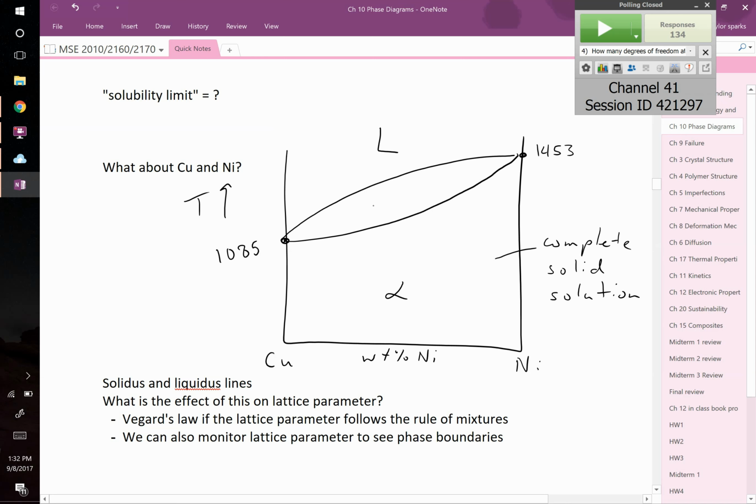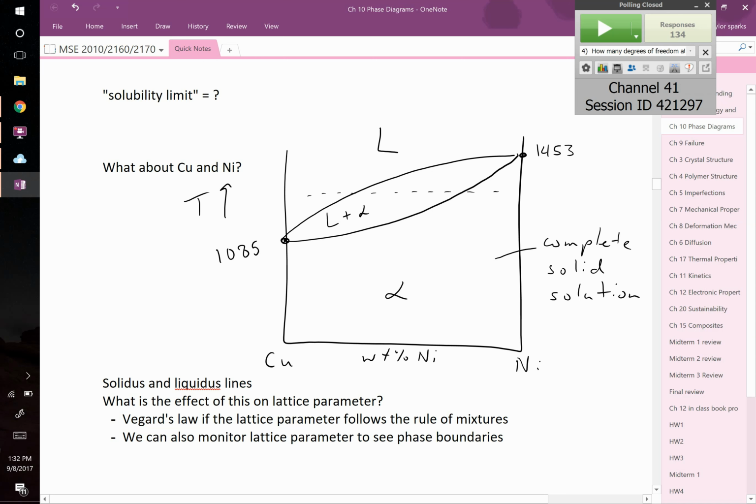Now, what about this middle region? What do we have in the middle region? The way that you always do this, anytime that you're labeling a phase diagram, to figure out what's in a region, you just look at what's on the left and what's on the right at a constant temperature. So at this temperature, on the left we have liquid, on the right we have alpha solid. So in the middle we must have a mixture of liquid and our solid, right?